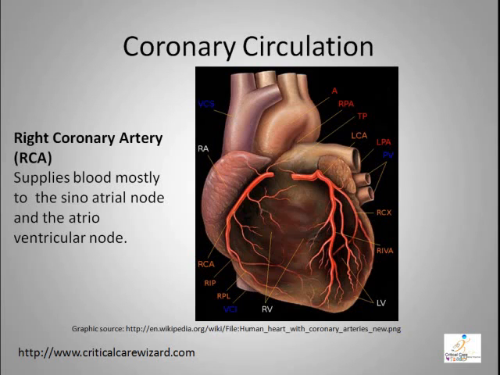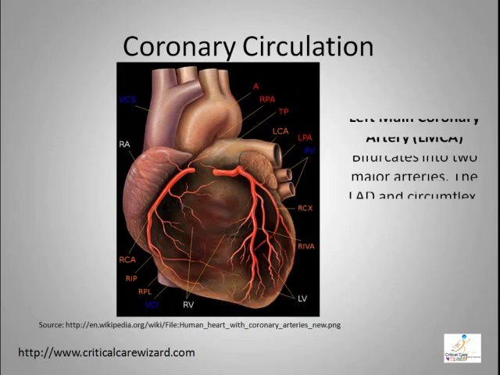Most of the right ventricle muscles get their perfusion from the right coronary artery. The right coronary artery, RCA, supplies blood mostly to the sinoatrial node and the atrioventricular node. Left ventricle muscles receive perfusion from the left main coronary artery, or LMCA. The LMCA bifurcates into two major arteries, the LAD and circumflex.